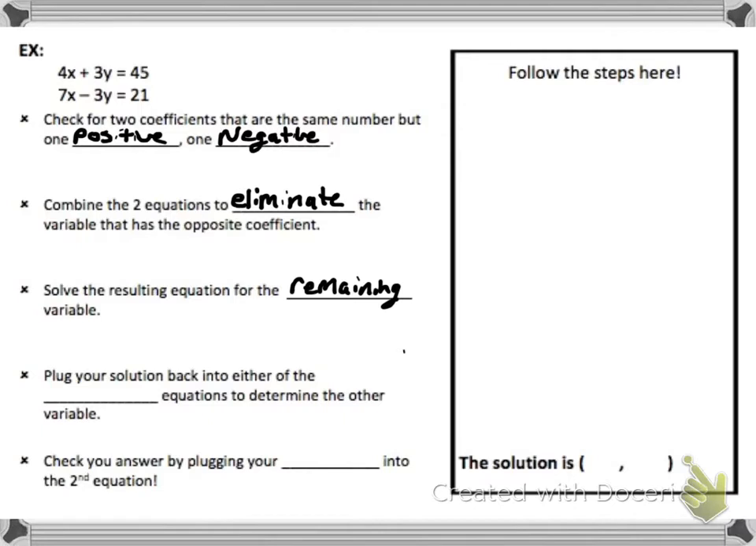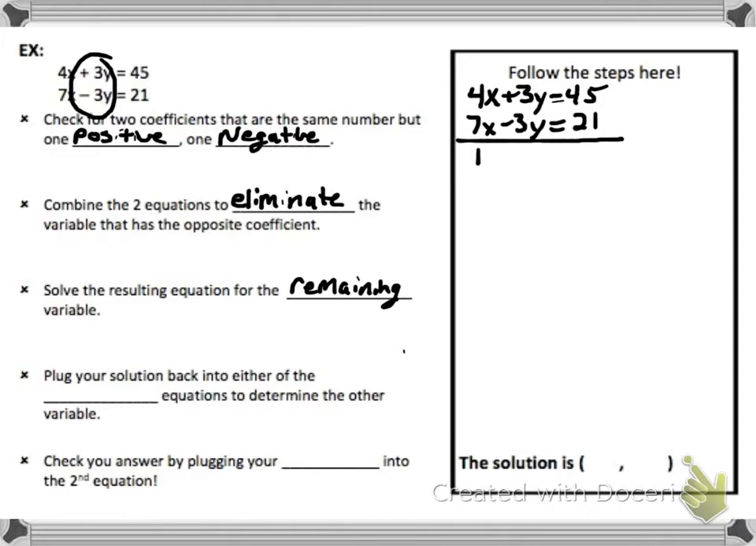So I have 4x plus 3y equals 45, and 7x minus 3y equals 21. We notice here that the positive 3y and the negative 3y are opposites of each other. So we're going to add these two equations together and eliminate the y's. 4x and 7x is 11x. The y terms eliminate, and 45 and 21 equals 66. We divide by 11, and we find that x equals 6.